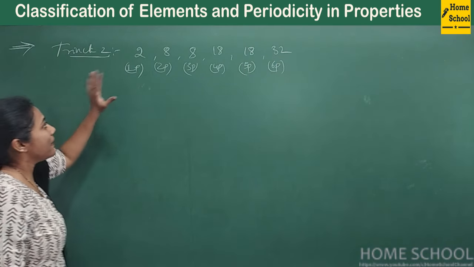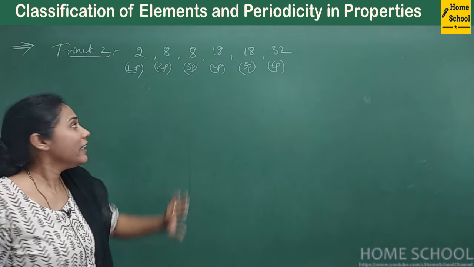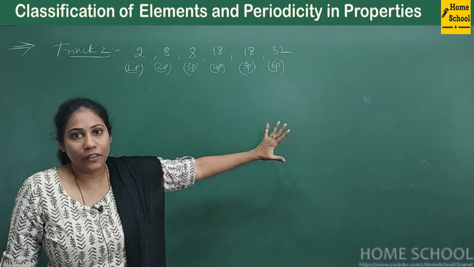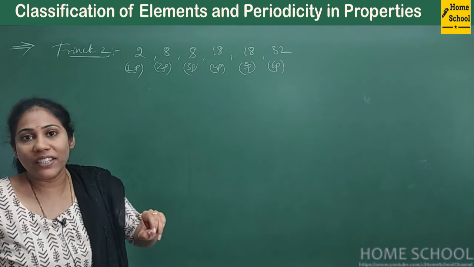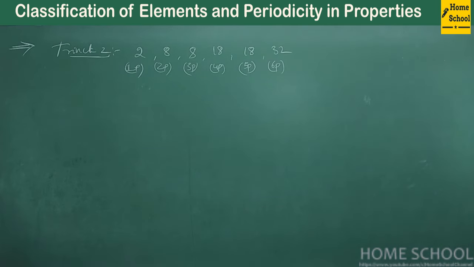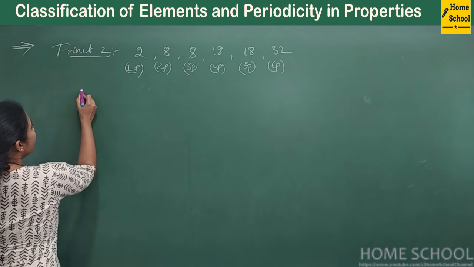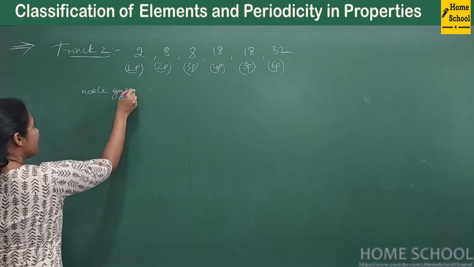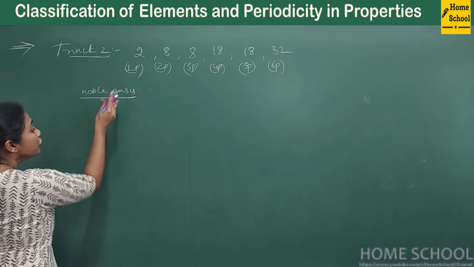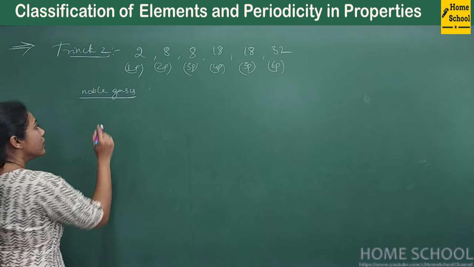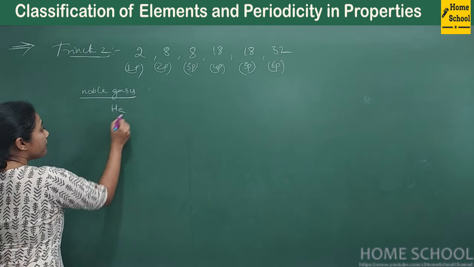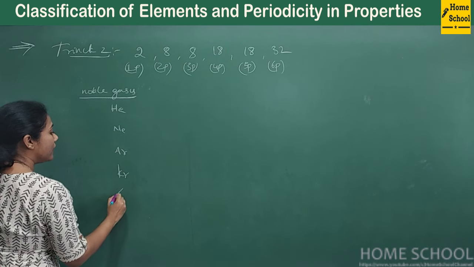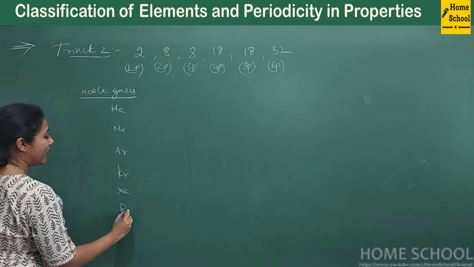So first remember these magic numbers. It's nothing but the number of elements present in a period, all that we have discussed in my previous video. Now just try to remember the order of noble gases. So we have something called noble gases, and that order you must remember: helium, neon, argon, krypton, xenon, radon.